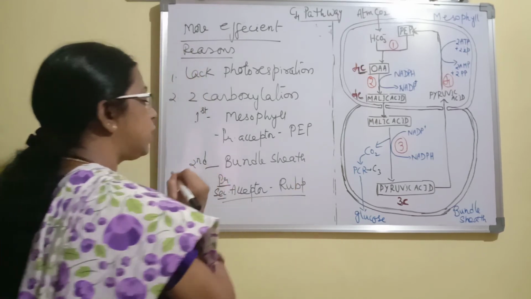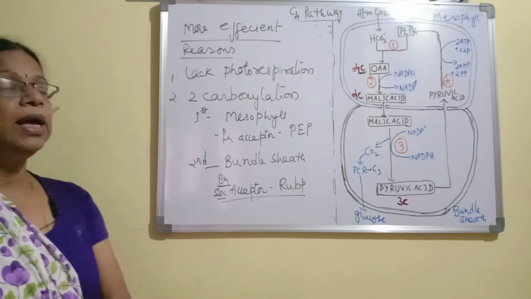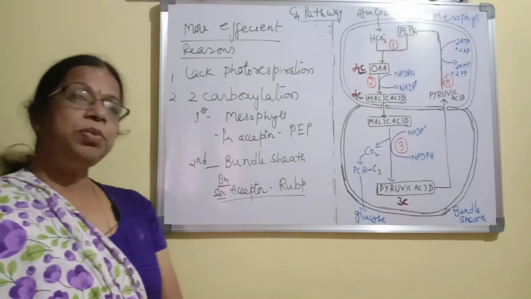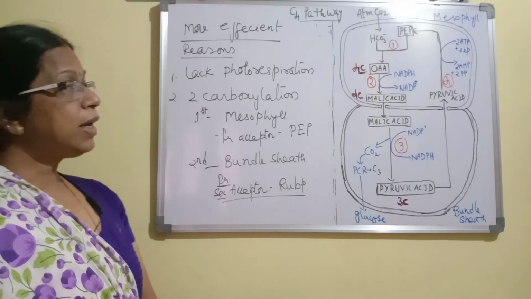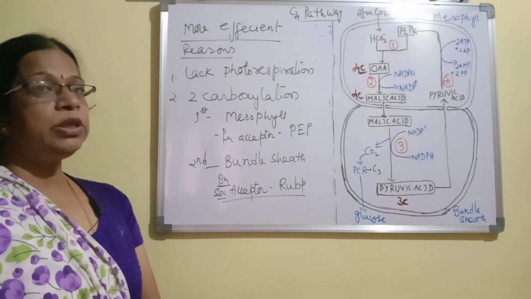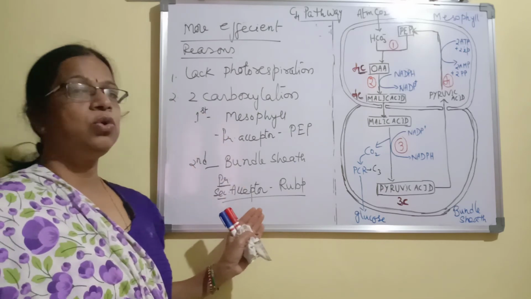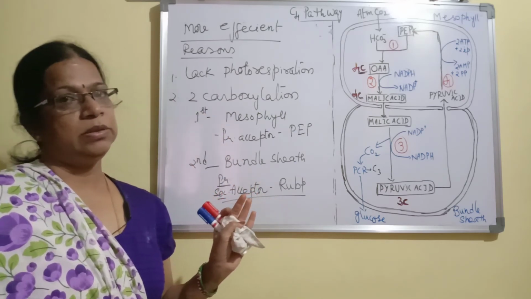So there are 2 carbon dioxide acceptors. There are 2 carboxylation reactions, and that's why these are considered to be more efficient. And carbon dioxide is utilized here much more efficiently without getting wasted. That's why these plants are more efficient compared to C3 plants.